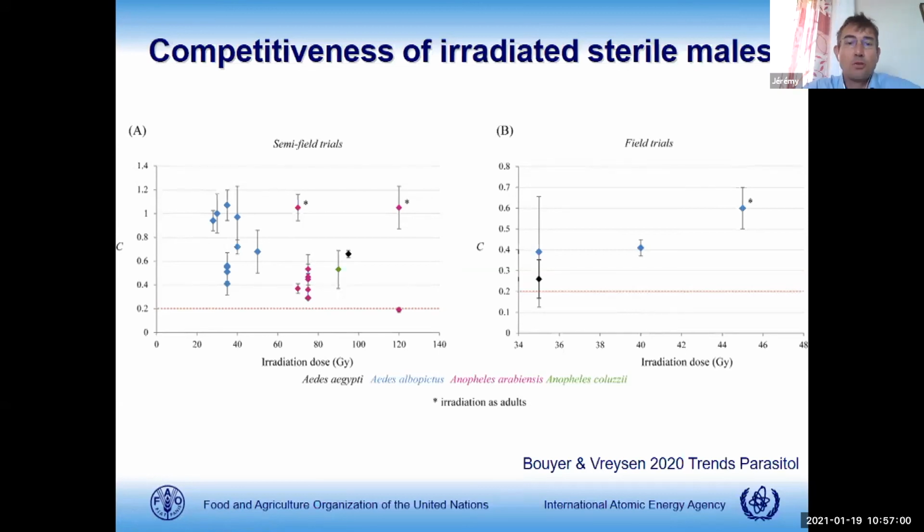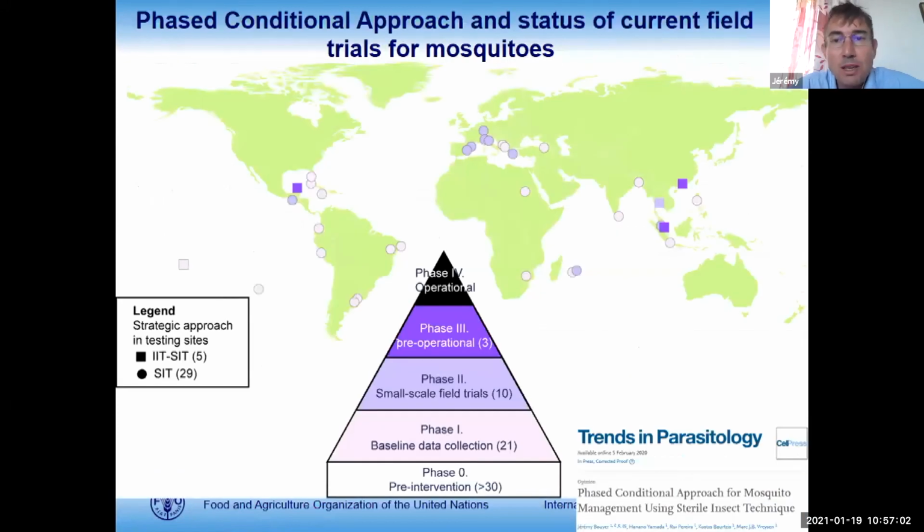I just wanted to mention that this was published 1 year ago, and we currently have 29 trials worldwide testing the SIT against mosquitoes, and 5 more combining it with IIT. And most of these trials are at the preparation stage, but still there are 10 field trials at the pilot stage. And most of these 10 trials are finished now, but the results are not published.